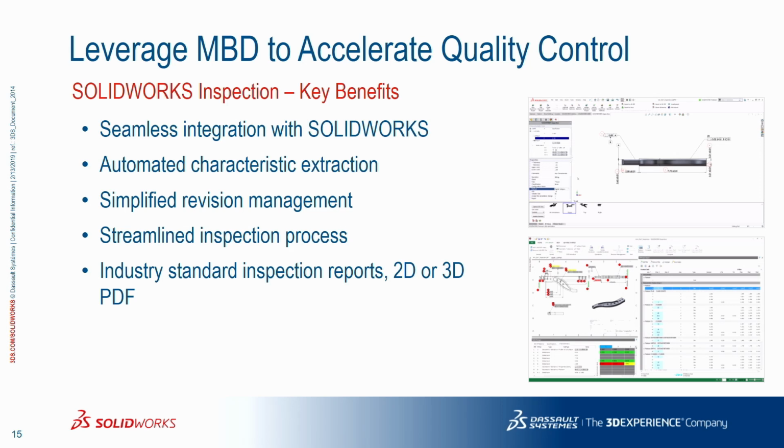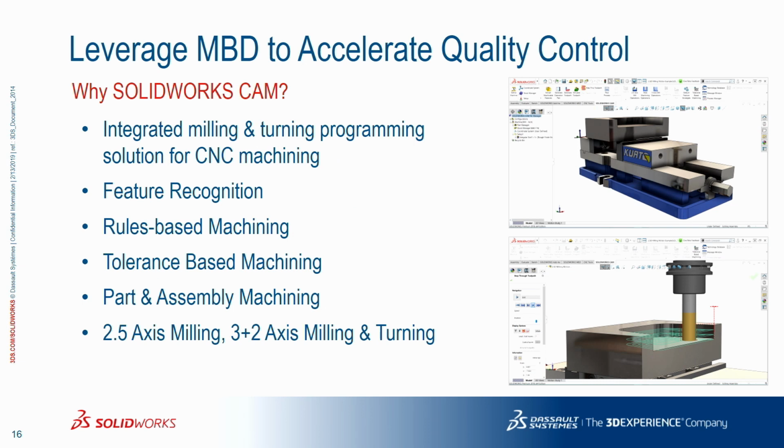All right. So we saw how you can, again, take your 3D data, put the PMI on it, go all the way to quality control, and create those inspection reports quickly. I wanted to show you quickly another example, because that's something a lot of you might have access to without knowing. What we did a few years ago is we added SolidWorks CAM. If you have a SolidWorks license and subscription, you have access today to SolidWorks CAM. And because we added that application to our portfolio, we also made sure it was working well with all other things. SolidWorks CAM is an integrated milling and turning programming solution for CNC machining, and it has some pretty cool features such as feature recognition, rule-based machining, and tolerance-based machining. It works for parts and assemblies, 2.5 axis milling, 3+2 axis milling, and turning.